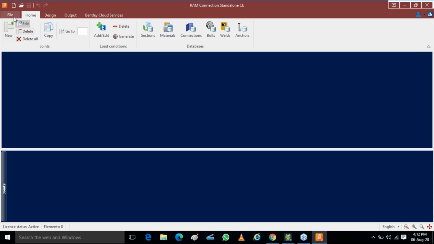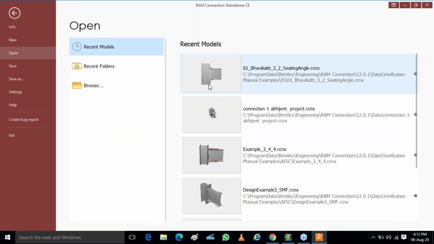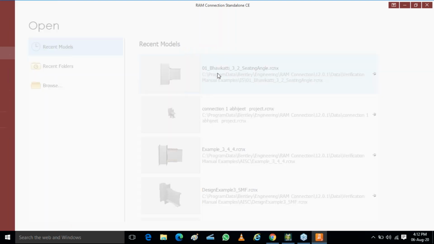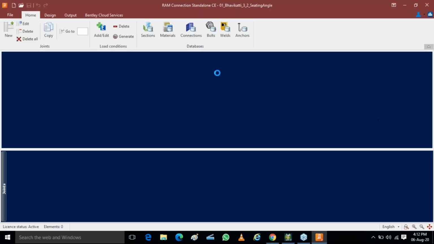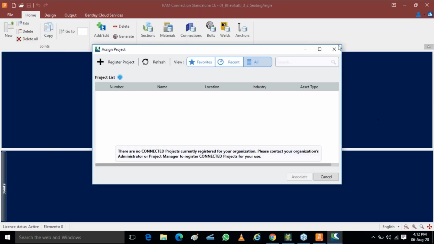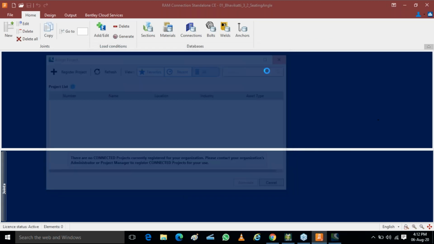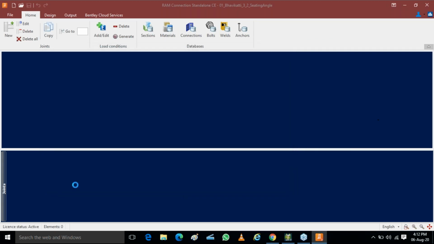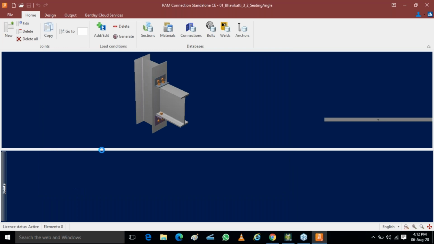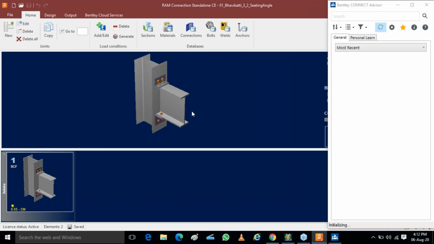Okay, I'll give an example. I'll open a file. This is your class book. SS Bhavikati is a very famous book from which we have taken these examples. Movement joints. Can you see this? This is your movement joint.